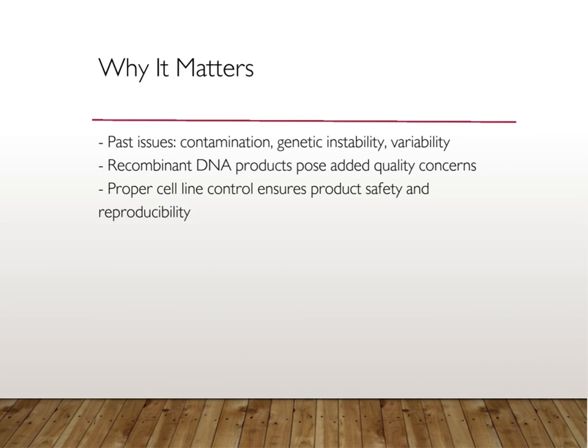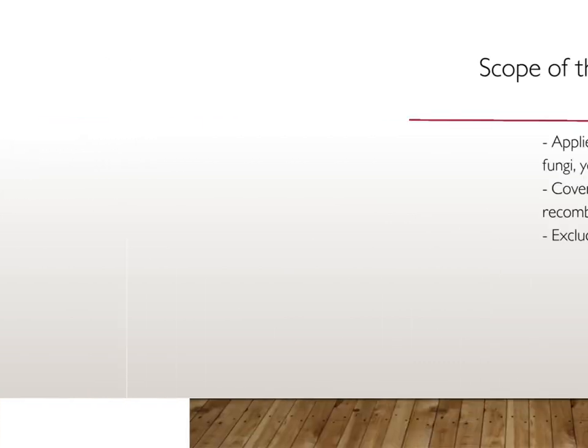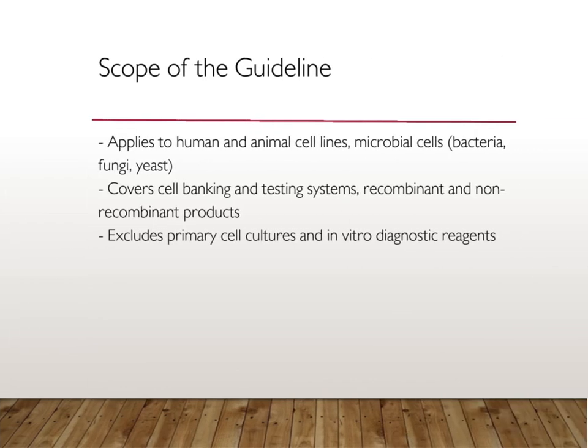We had incidents where cell-derived products carried contaminants, viruses, mycoplasma, or even unwanted genetic material. Recombinant DNA products introduced additional risks, since genetic constructs can behave unpredictably if not properly characterized. Q5D ensures that we no longer treat the cell line as a black box. Instead, we establish it as a controlled, well-understood system that directly determines the quality and safety of the drug substance produced.